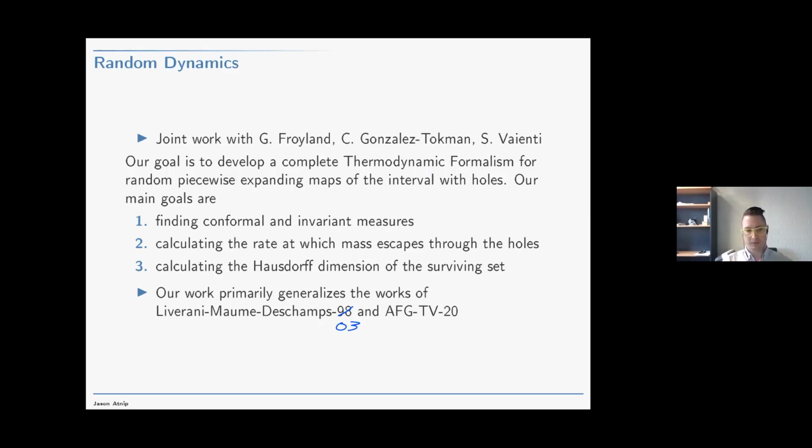In doing this, we're going to look for conformal and invariant measures, and we're also going to look for escape rates. Then, for the points that don't escape, we can ask what the size of this set is. So we're going to look for the Hausdorff dimension of the fractal surviving limit set. All of this work primarily will generalize the results of Liverani and Maume-Deschamps from 2003 and the joint work with Gary, Cecilia, and Sandro from 2020, where we looked at the same sorts of systems, but without holes.